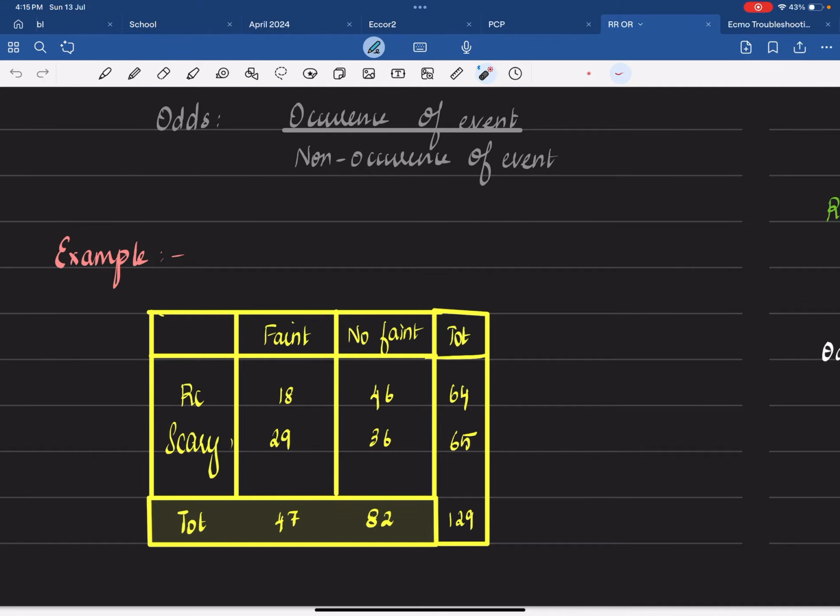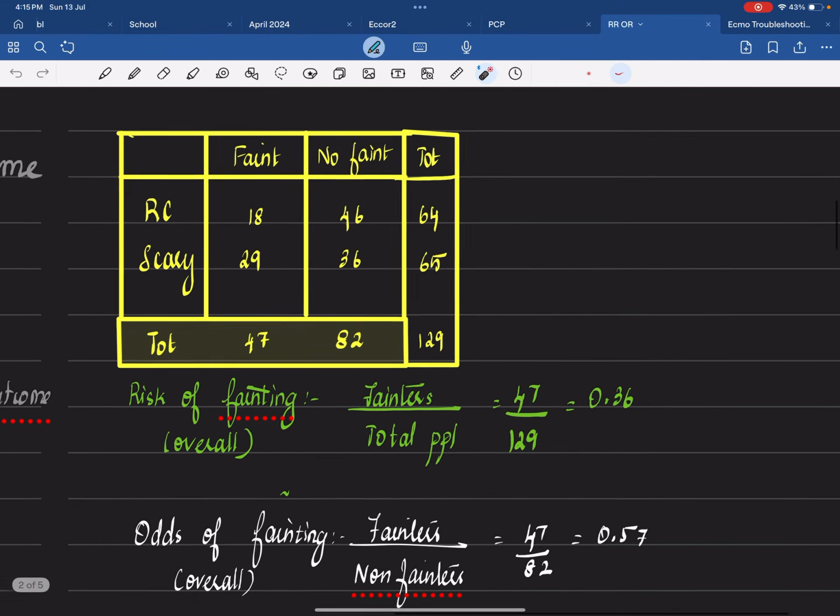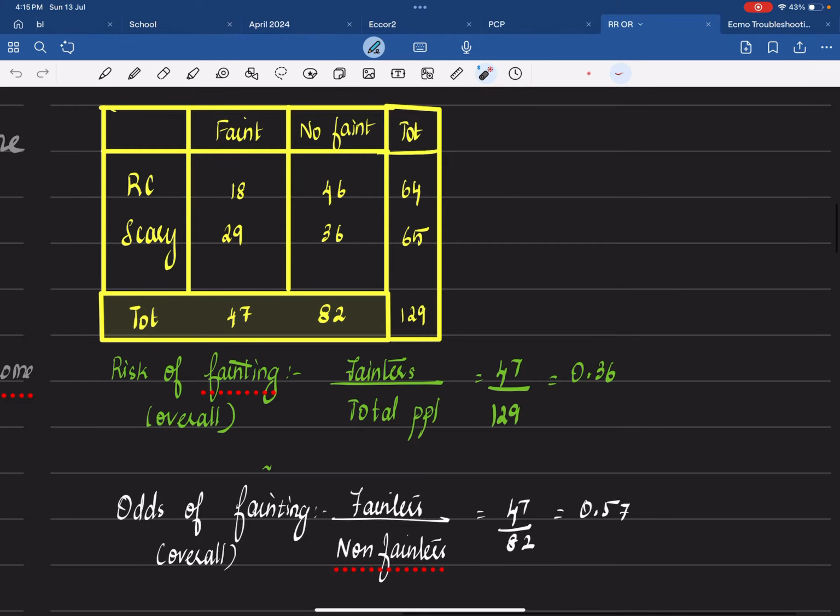Okay, so around 64 people have gone to this rom-com movie and 65 people have gone to the scary movie. In the rom-com, 18 fainted. Let us imagine they swooned looking at the hero or the heroine. Out of 65 people who went to the scary movie, 29 people fainted. Overall, 129 people went to the movie, 47 of them fainted, and 82 of them did not faint. With the same example, we will now calculate the odds ratio and relative risk.